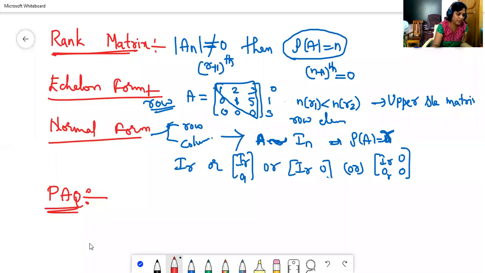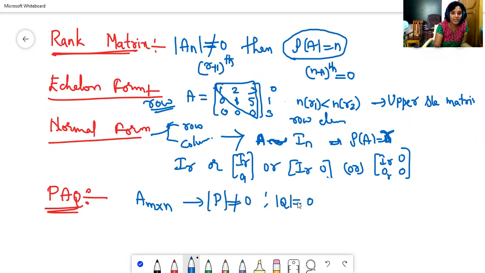In this, the PAQ method means if a matrix A of any order is given, suppose we take an m by n matrix, then by using the A matrix, we can find the non-singular matrices P and Q. Non-singular means the determinants are not equal to 0, then those matrices are called non-singular matrices, such that the normal form of A is PAQ. Normal form of A is PAQ means the above form is the normal form.